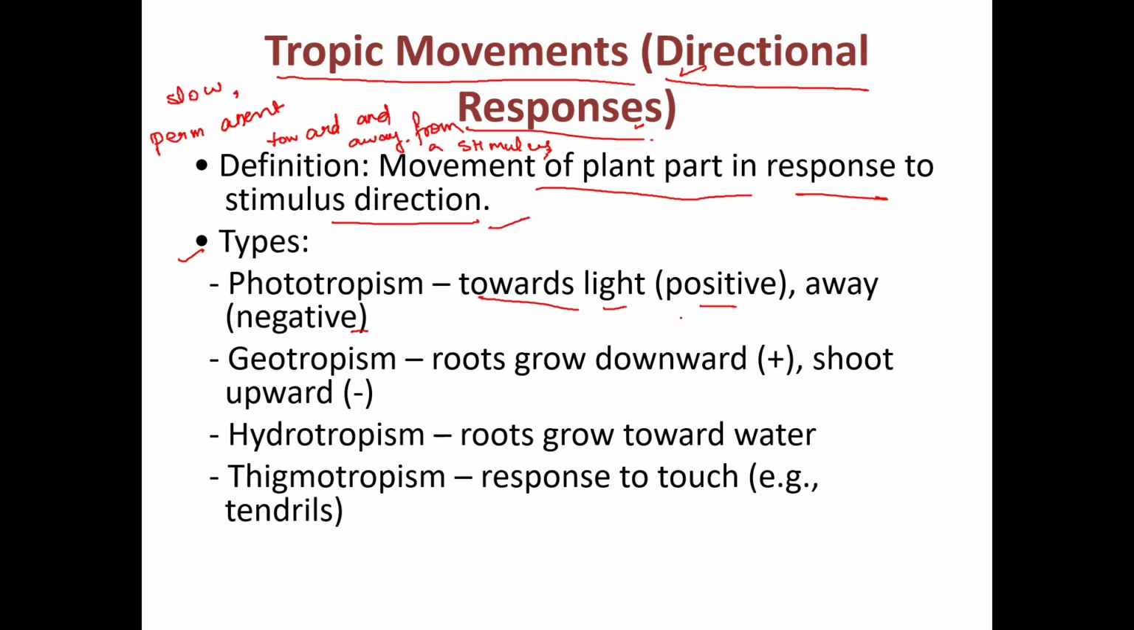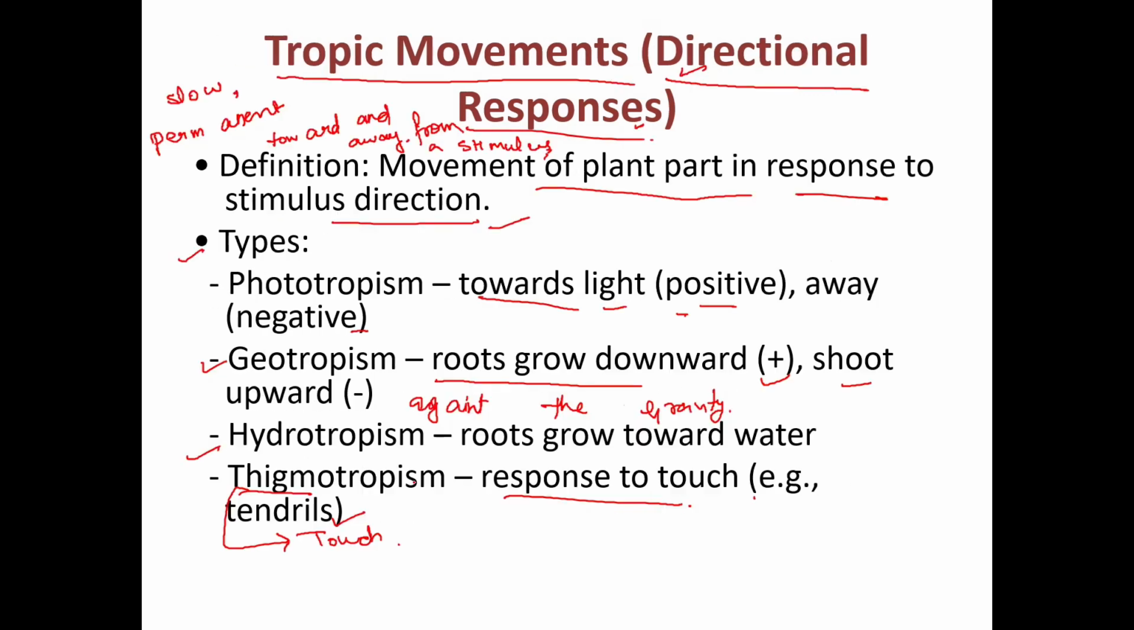So let's take an example. A stem bent toward light shows positive phototropism. Whereas, come on, geotropism, basically for gravity. Roots grow downward into the soil, that is positive geotropism. But shoots grow upward against gravity, that is negative geotropism. Come on, hydrotropism, roots grow towards water. So it's basically for water. Thigmotropism is for touch. Climbers like the money plant coil around a support. So it is a response to touch, such as tendrils, climbers, etc.